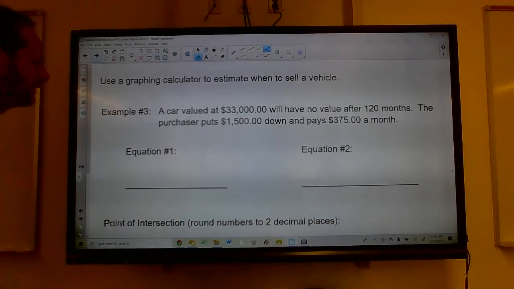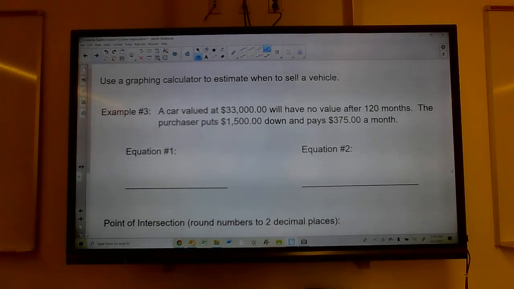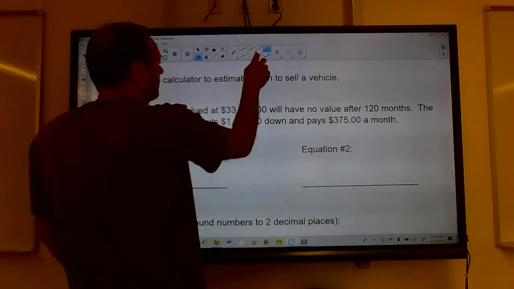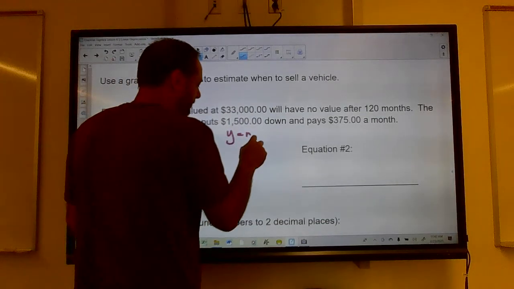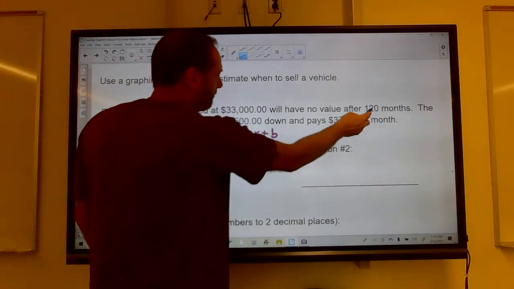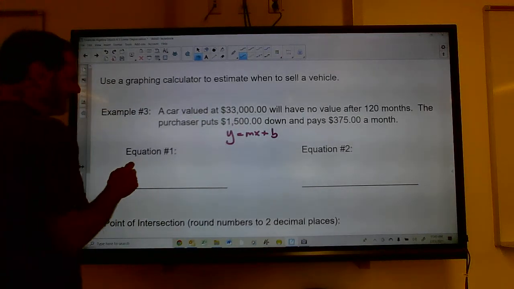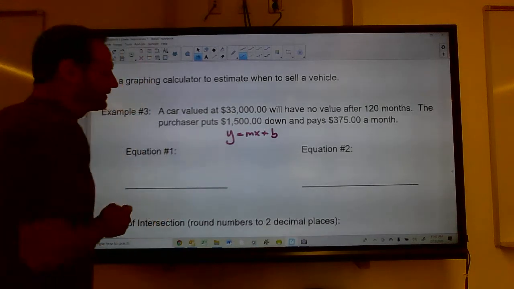Use a graphing calculator to estimate when to sell a vehicle. Okay, so a car valued at $33,000 will have no value after 120 months. The purchaser puts $1,500 down and pays $375 a month. Okay, so I need to write an equation for both of these. So remember, they're both going to be y equals mx plus b. Now, they're both in months, so I'm going to use that.